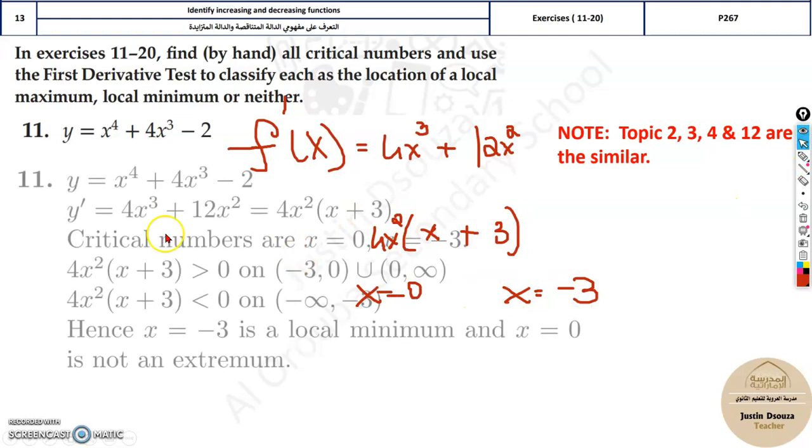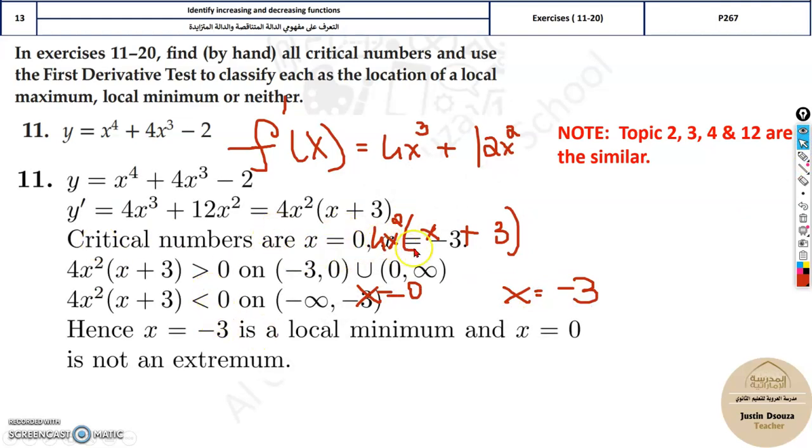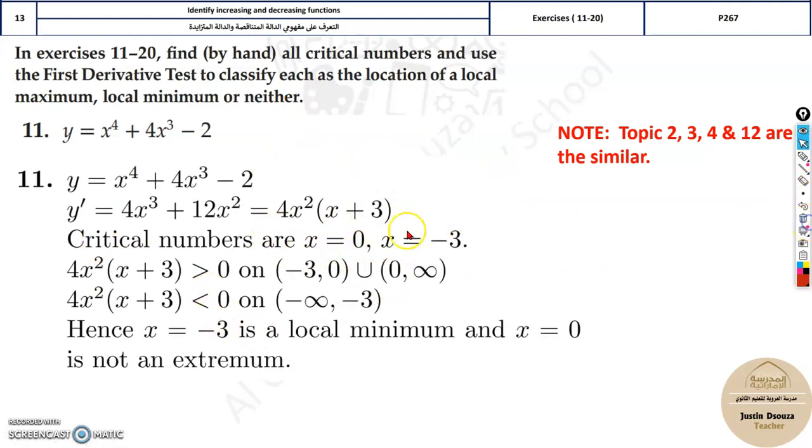These are the critical numbers. So we got the critical numbers. See, x is 0 and minus 3. So this is very simple. What about the next step? To find which is maximum and minimum.